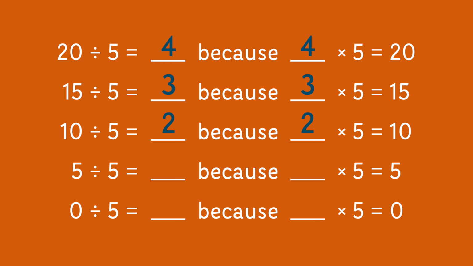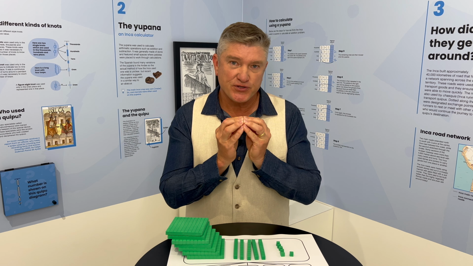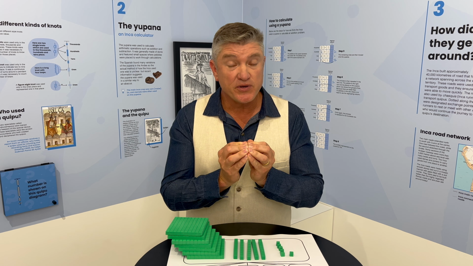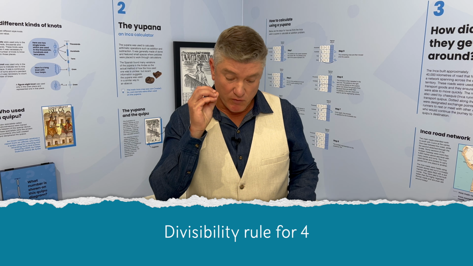5 divided by 5 is 1 because 1 times 5 is 5. And 0 divided by 5 must be 0 because 0 times 5 is 0. You can place a number in that last sentence to make a true statement, proving that 0 is divisible by 5. Now what about the divisibility rule for 4?